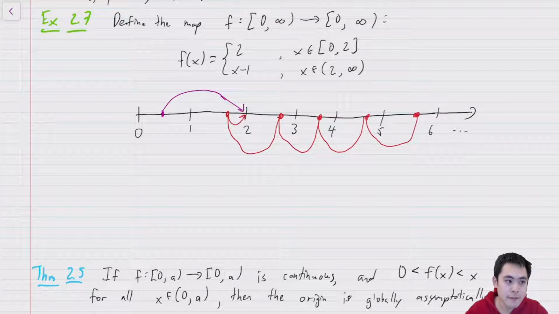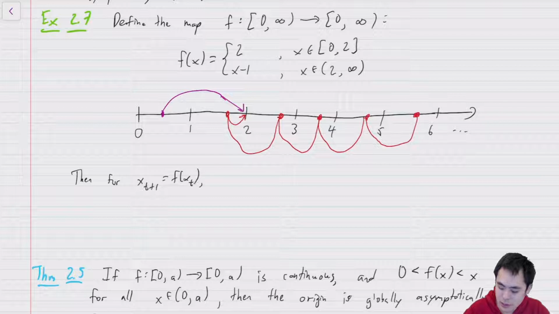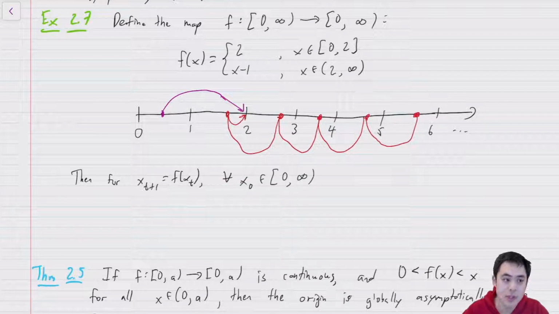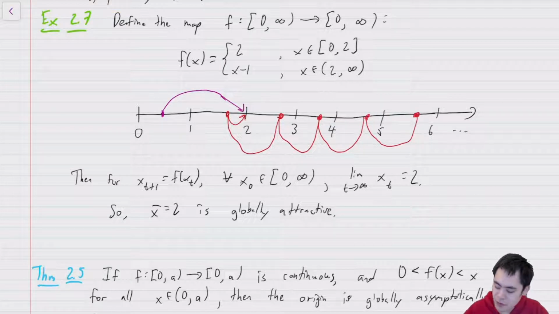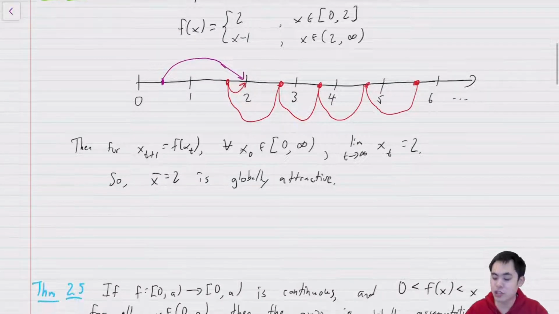So let me write that down. For x sub t plus 1 equal to f of x sub t, for all x naught, no matter where you start on the positive real line, the limit as t goes to infinity of x sub t is equal to 2. So x bar equal to 2 is globally attractive. However, it is not locally stable because you might jump far away.